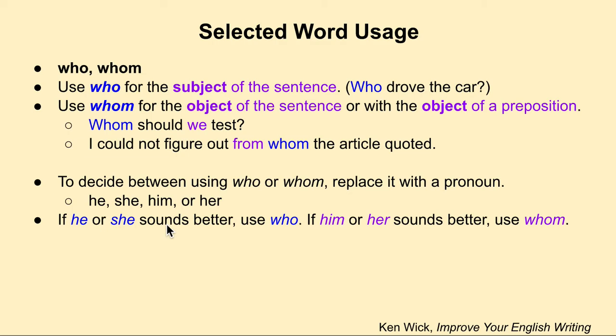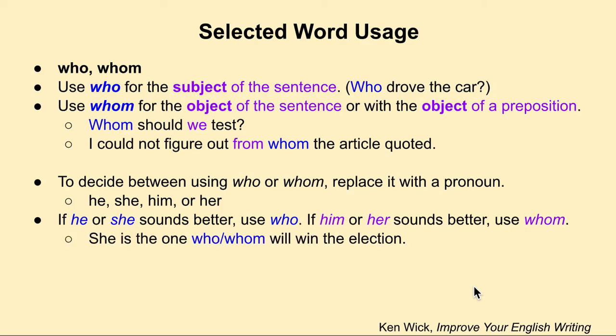If he or she sounds better, use who, because he and she are nominative case, basically the subject case for a sentence. If him or her sounds better, use whom, because these are used in a sentence when they're the object. Remember, whom is used with an object. Most people know when to use he, she, him, and her. So if him or her sounds better, use whom.